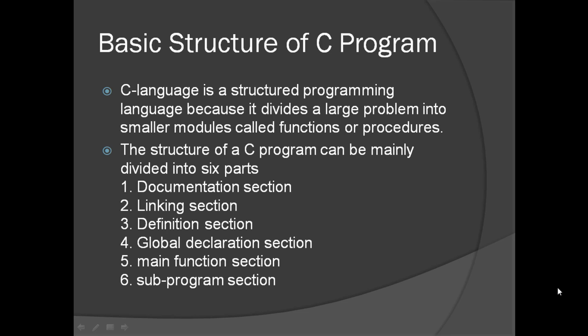The structure of a C program can be mainly divided into 6 parts. One, documentation section. The second one is linking section. The third one is definition section. Fourth one is global declaration section. Fifth one is main function section. Sixth one is subprogram section. Let us discuss these sections one by one.